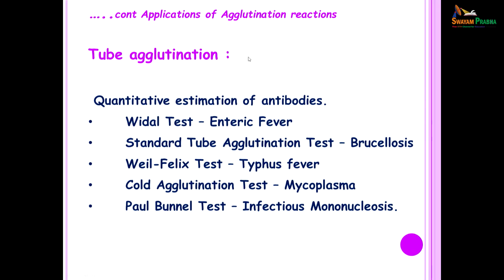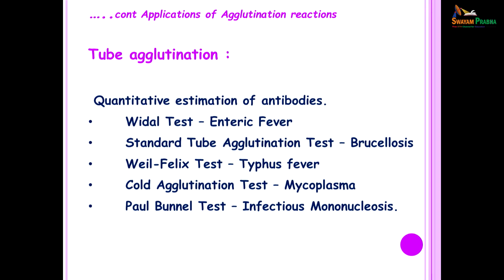The other common agglutination test which will help the clinician diagnose a condition is the tube agglutination test. This is a quantitative estimation of antibodies, and the tests which we perform are the Vidal test for the diagnosis of enteric fever or typhoid fever, the standard tube agglutination test for brucellosis, the Weil-Felix test for typhus fever, the cold agglutination test for mycoplasma, and the Paul-Bunnell test for infectious mononucleosis.